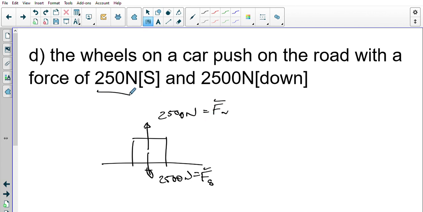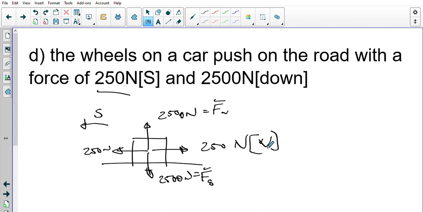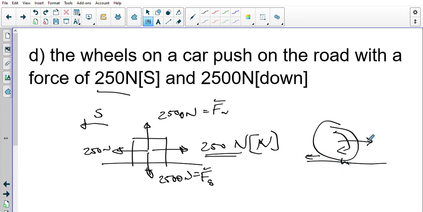But then we've got this 250 newtons south. So I'm saying this direction is south. And so the wheels are pushing with 250 newtons south. Well, there has to be 250 newtons north, and that would be our reactive force. Because you got your car on the road, and the car wheel spins in this direction. Why does it spin in that direction? Because there's friction, and it pushes back on the road that way, so that the car travels in that direction. You want to go forward, you're always pushing backwards, and it goes forward.